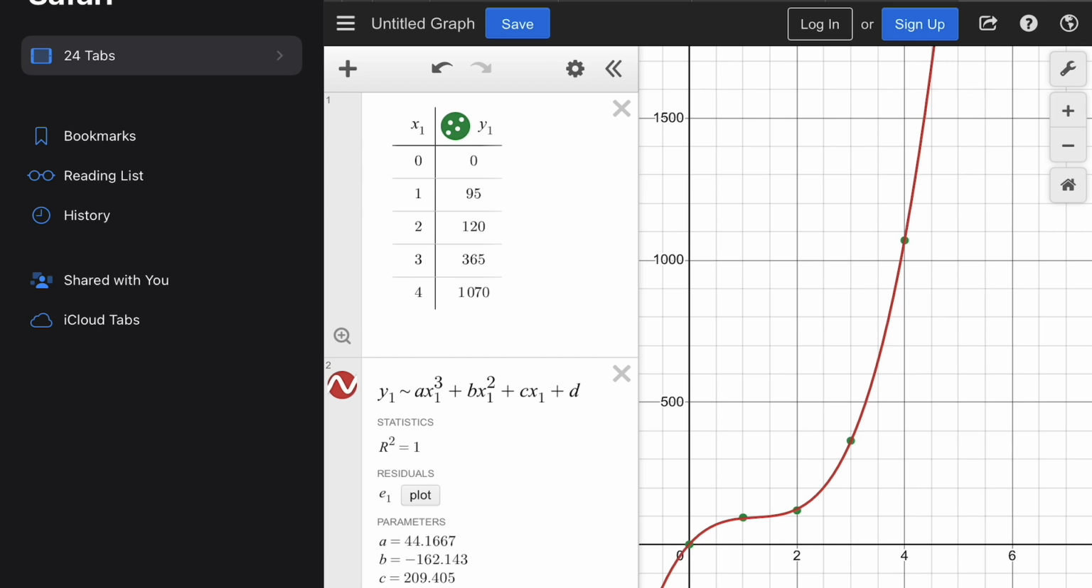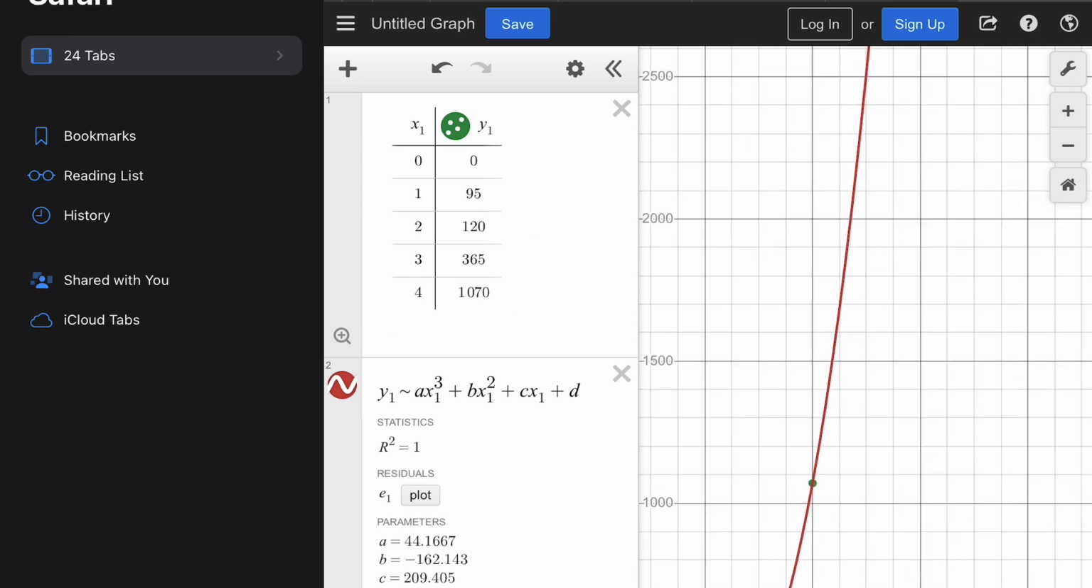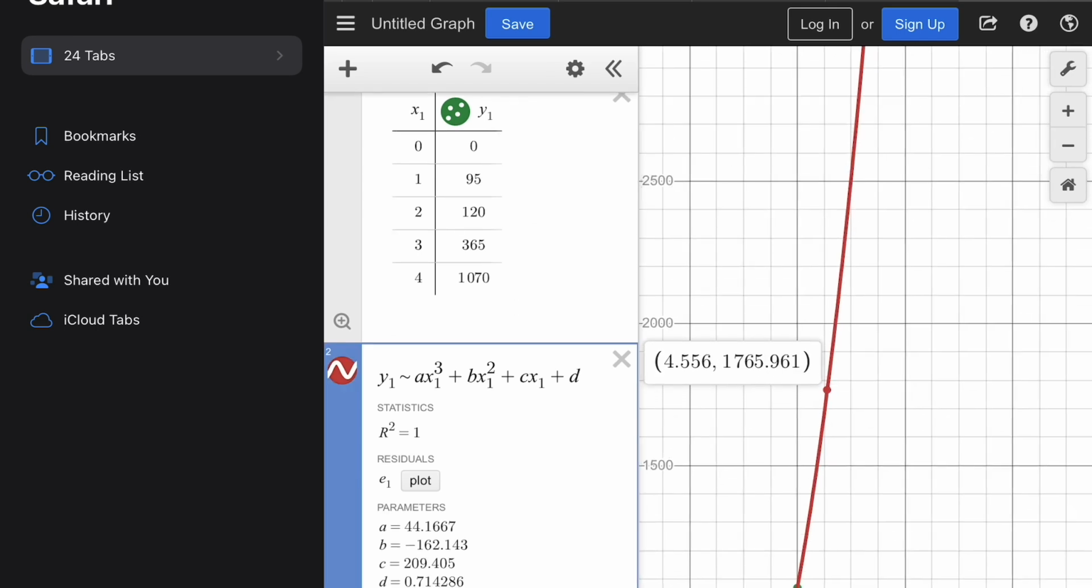And now the question says, use the cubic regression to determine the volume of the balloon after 5 seconds. So if you hold down on the line with your mouse or finger, whichever you're using, I'm using my iPad, and you find where the left side number, the x value, is 5. In our case, it says 2515.